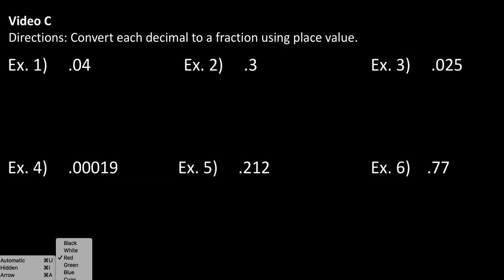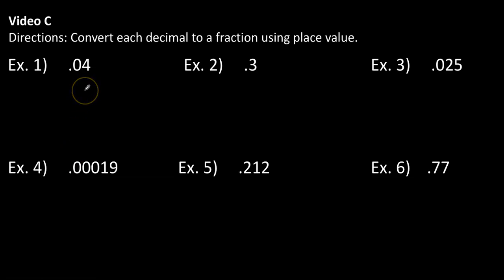Alright, let's look at our example 1. Decimal 0.04. Let's go ahead and count the places. So tenths, hundredths. We're going to place 4 over 100. Now, we can reduce this by dividing each by 2.